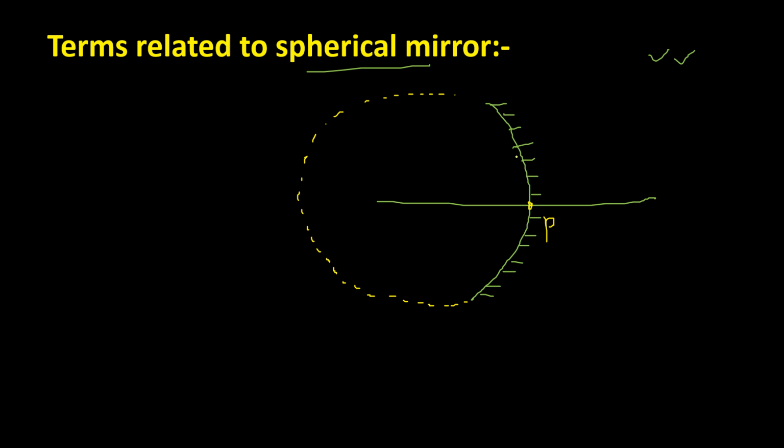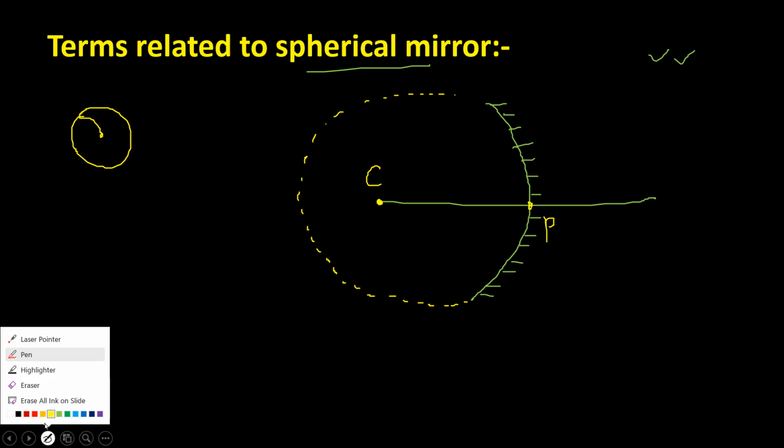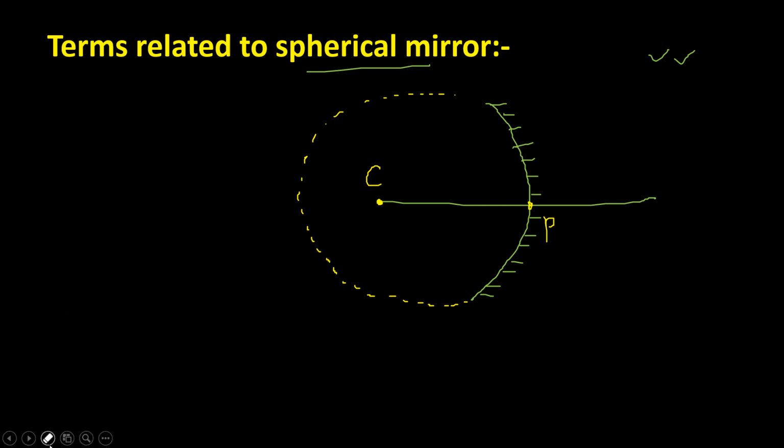The middle point of the spherical mirror is called pole. For a sphere, the center will be there. Here it is the center, that is called center of curvature. This is the center of the reflecting surface, because this portion is called curvature. That's why center of curvature.